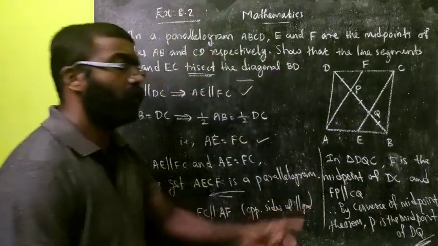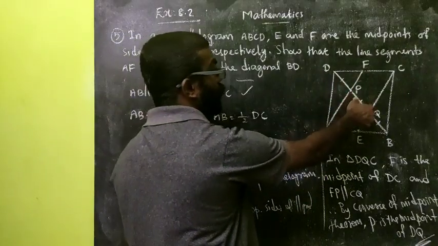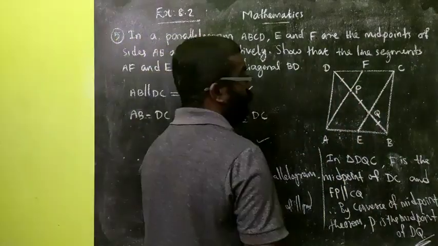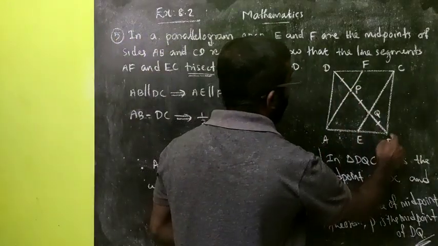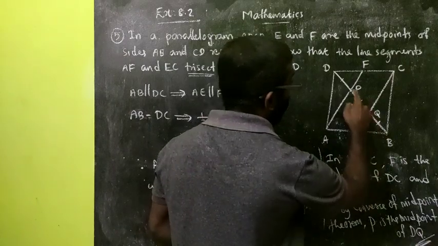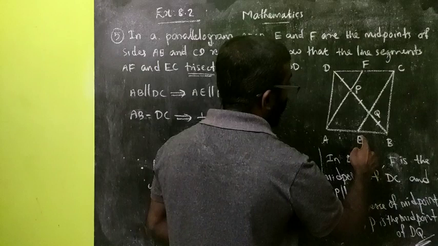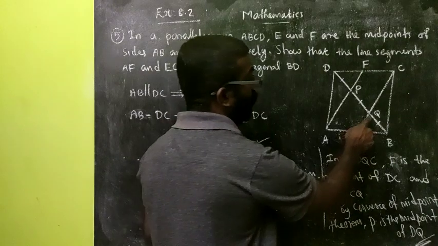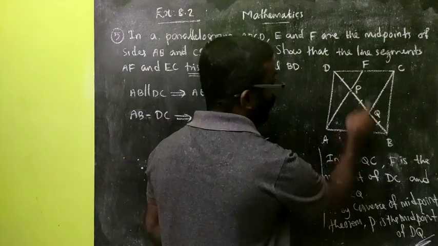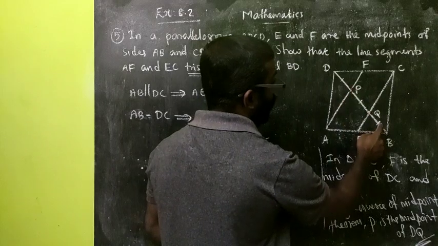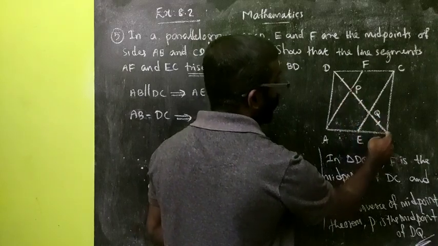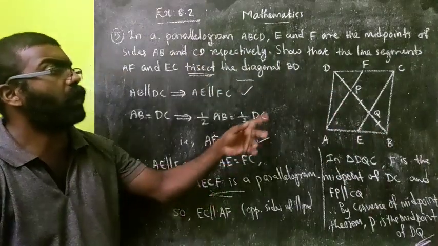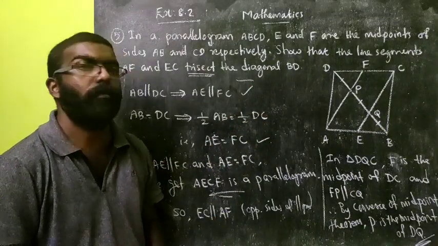Okay, and from this statement what can we write? DP is equal to PQ. P is the midpoint of DQ, so DP and PQ must be equal. And now we can consider the triangle ABP. Here E is the midpoint of AB and EQ is parallel to AP. So we can conclude Q is the midpoint of BP, and hence PQ is equal to QB. So DP equal to PQ and PQ equal to QB. That means the line segments AF and EC trisect the diagonal BD.